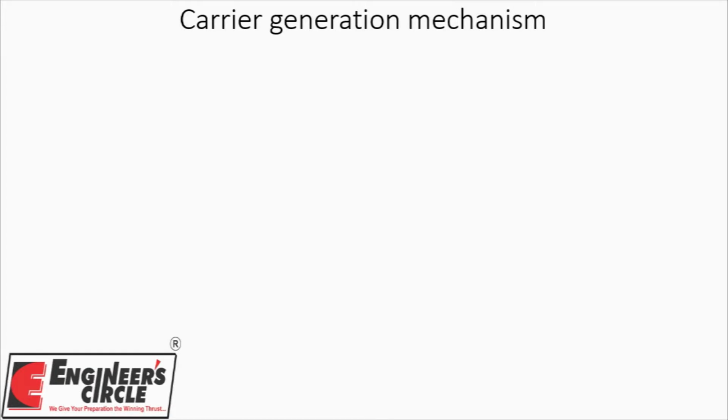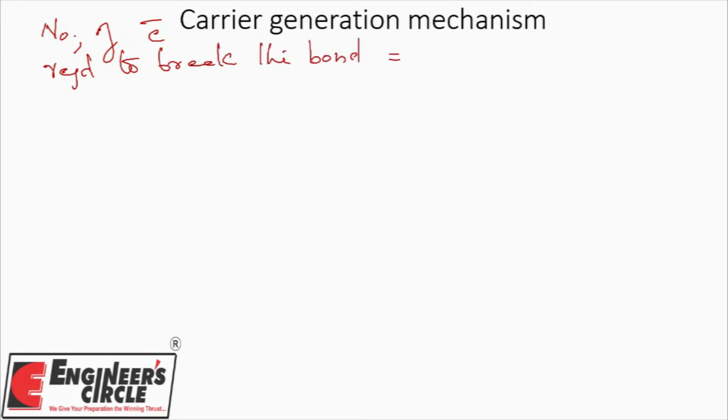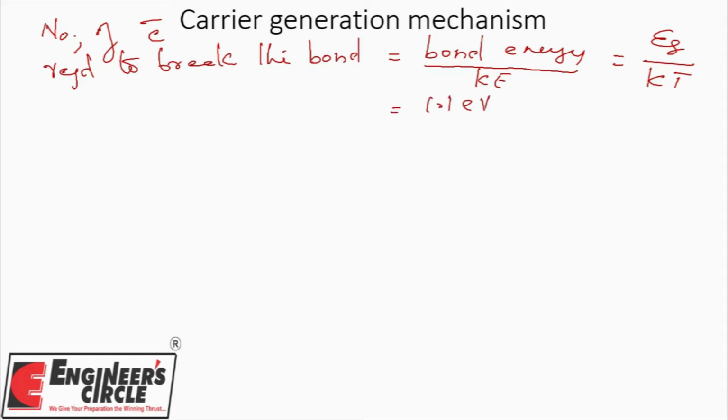So what is the carrier generation mechanism? An electron colliding with the silicon atom will generate an electron hole pair. But how many electrons are required to break the bond? The number of electrons required to break the bond is equal to the bond energy divided by the kinetic energy. The bond energy is Eg, kinetic energy is kT. So that is equal to 1.1 electron volt divided by 0.026 electron volt, which is approximately 42. So 42 electrons are required to break the bond.